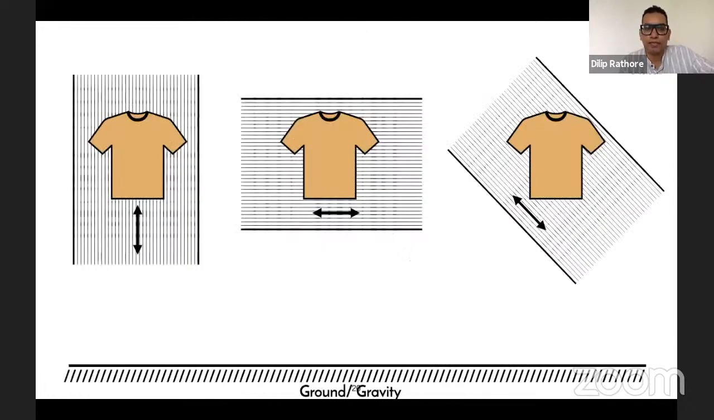So again, seeing it in terms of a top, which makes it easy for you to understand: one like this, one horizontal grain, one 45-degree. Now here comes the gravity, or the ground, into play.